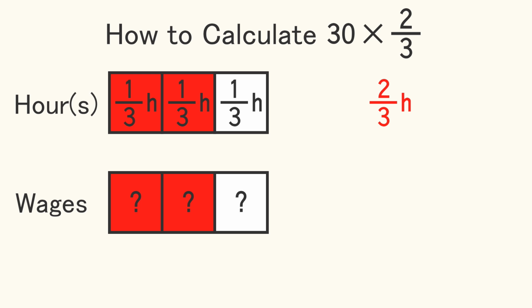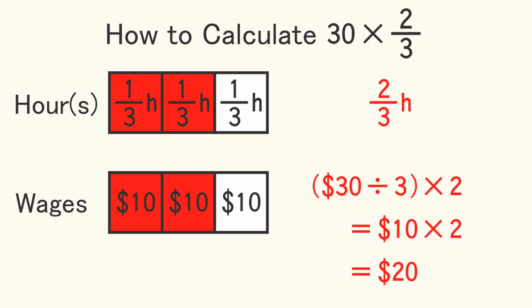If we write this directly as an expression to find your total wages, it becomes 30 divided by 3 multiplied by 2, and when we calculate it, we get 10 multiplied by 2 equals 20. So your total wages are $20.